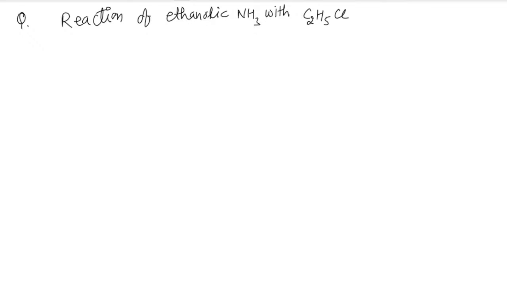Ethanamide, beta ji, we have ethyl chloride. So on treatment with ammonia, yes, what is the product formed? Yes, where is amide? How do you get ethenamide?